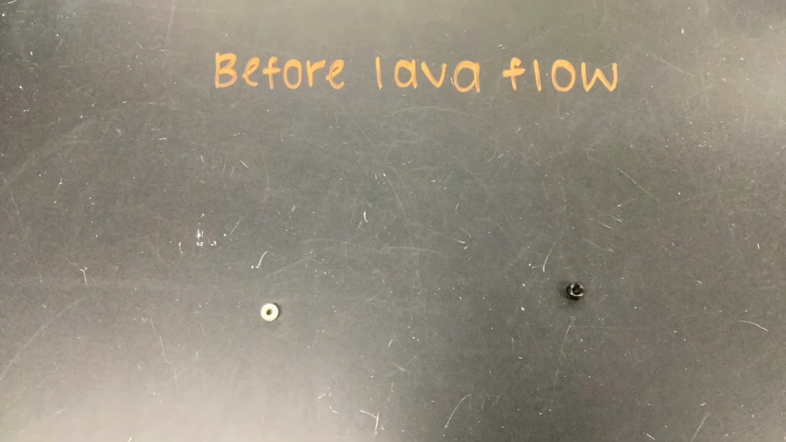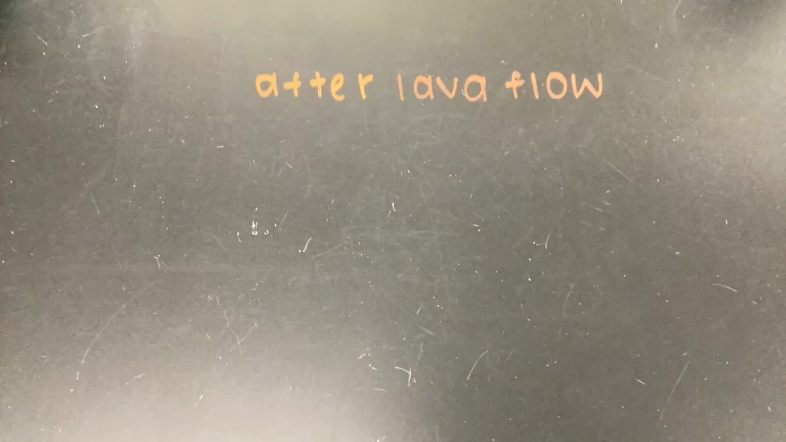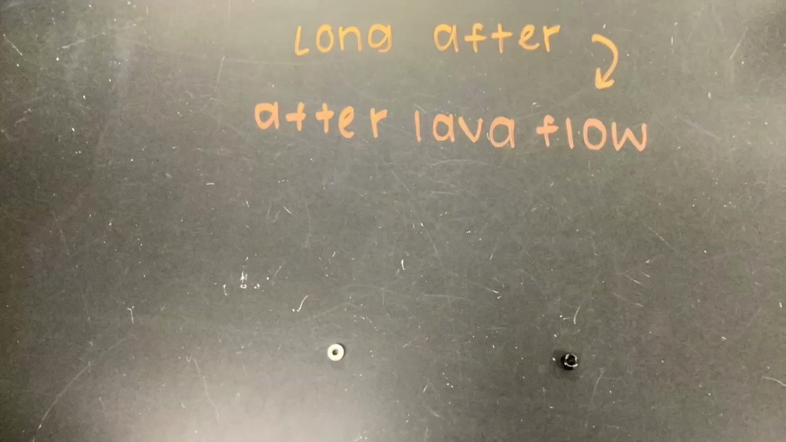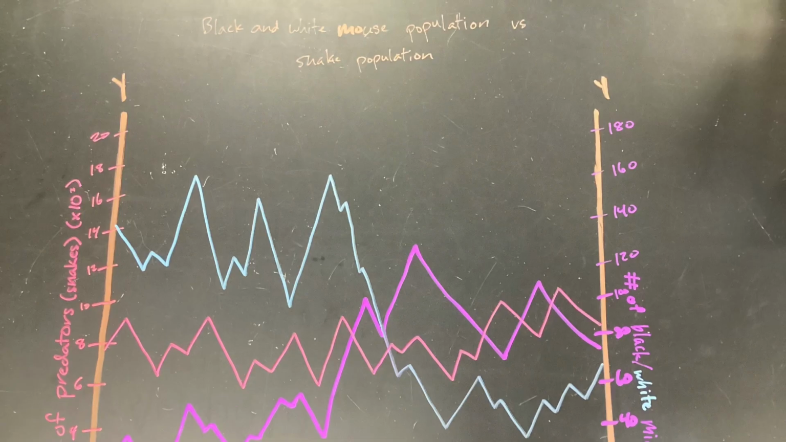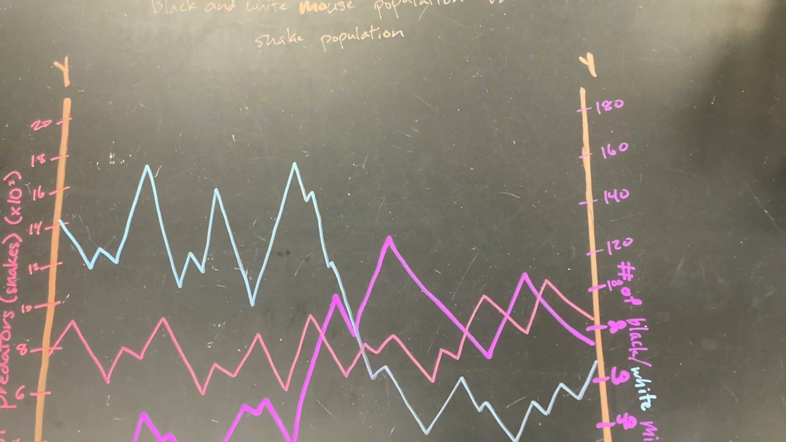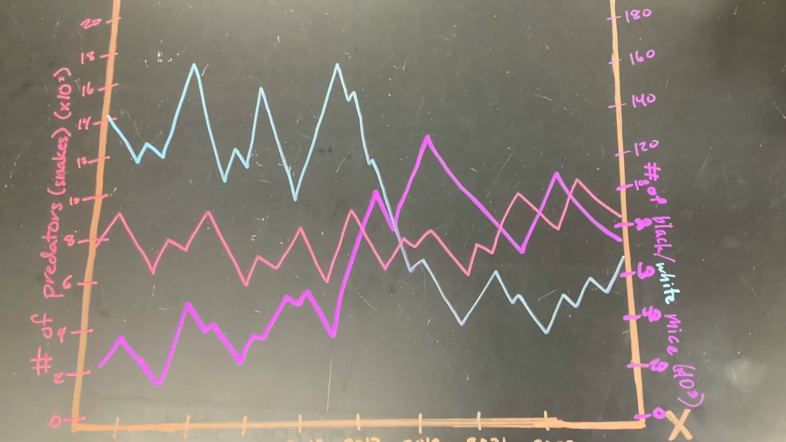Over time, the percentage of white mice significantly decreased due to the environment making it stand out more. This graph shows the trends of each population before and after the lava flow for each mice.